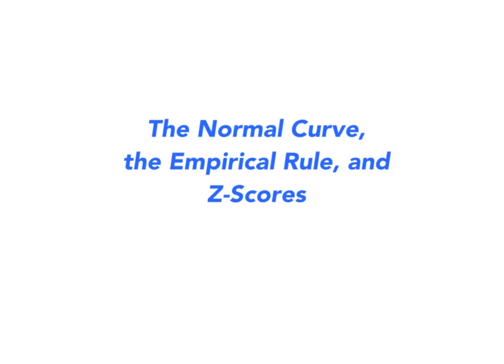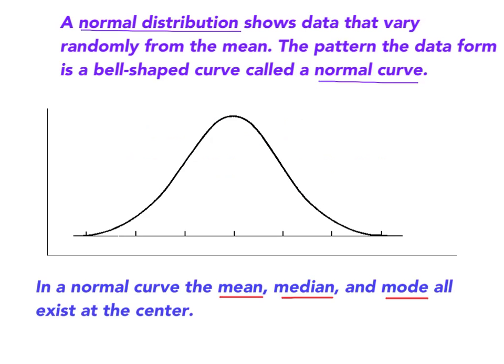In this video, I will be talking about the normal curve, the empirical rule, and z-scores. A normal distribution shows data that vary randomly from the mean. The pattern the data form is a bell-shaped curve called a normal curve. In a normal curve, the mean, median, and mode all exist at the center.